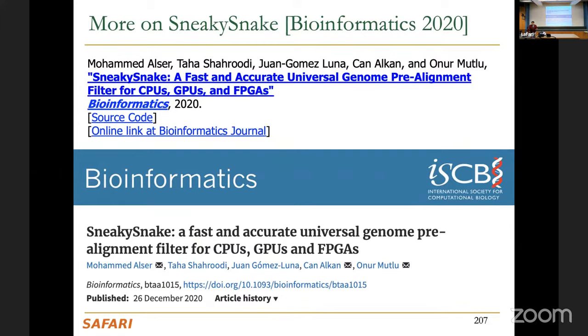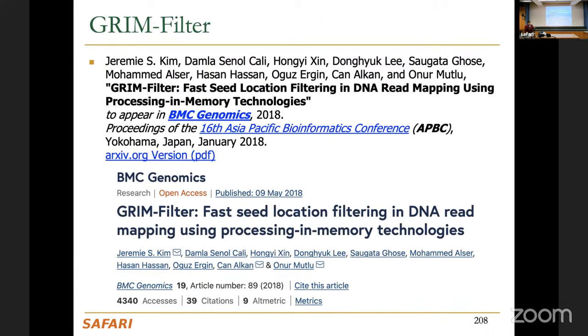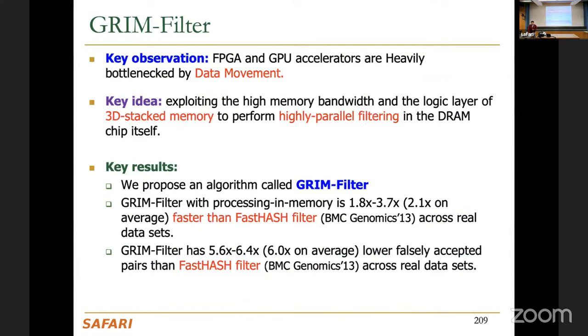So we also have GRIM-Filter, where we again tackle the pre-alignment filtering problem. The observation in GRIM-Filter is that FPGA or GPU accelerators are heavily bottlenecked by data movement, right? Especially when they don't have such a high bandwidth memory. And the key idea is to exploit this high memory bandwidth and the logic layer of the 3D-stacked memory to perform highly parallel filtering operations within the DRAM. To this end, GRIM-Filter is proposed.